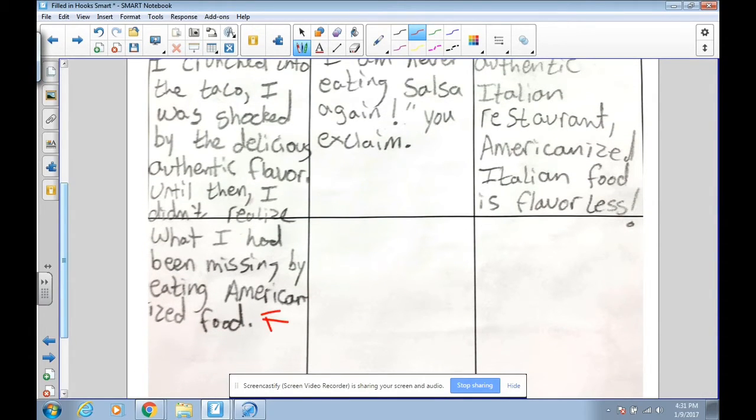So if we take a look at that hook sentence, that's going to lead us into a thesis that would say something like food shouldn't be Americanized when it's brought to the U.S. So we're on the shouldn't side on that one.